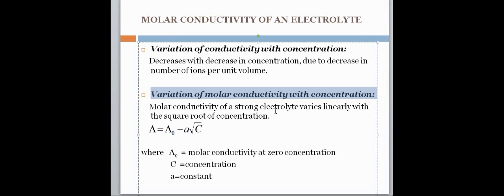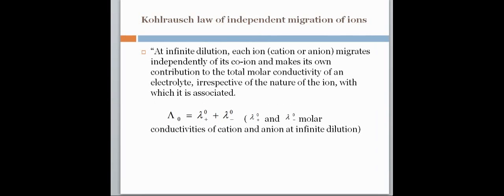Now, when I say varies linearly, that means this one decreases, but at a very slow pace. Where lambda is molar conductivity, lambda 0 is molar conductivity at zero concentration. Root c, where c is concentration, and the other term is a constant. So it varies linearly with the square root of concentration, so that increase or decrease is on a very, very low scale. So that's about the factors. Basically it's only one single factor, that is concentration, that would affect conductivity and molar conductivity.